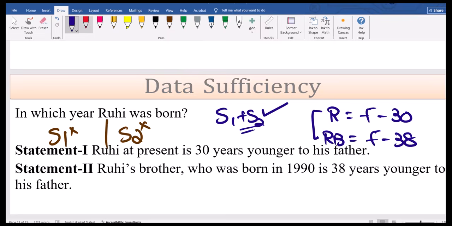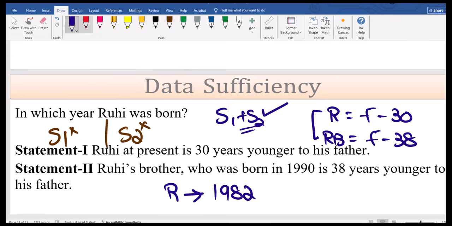Now let me know, what is Ruhi's date of birth here? 1998 or 1982? Is Ruhi elder or younger than Ruhi's brother? Ruhi's brother is 38 years younger than the father. Ruhi is 30 years younger than the father. So Ruhi is elder. So 1982. Ruhi must be 1982. 30 and 38, an 8 year gap.